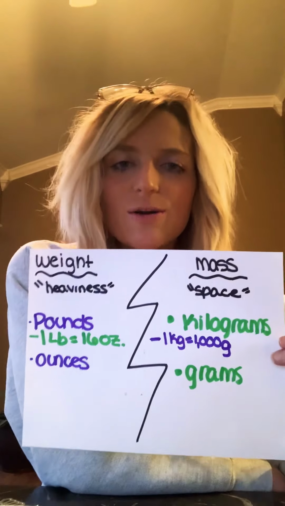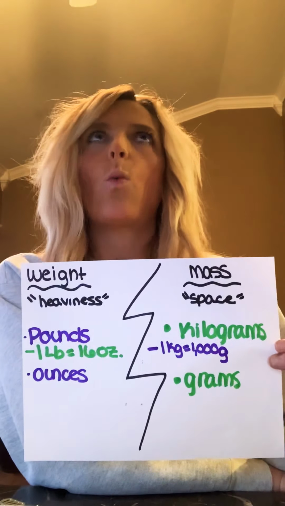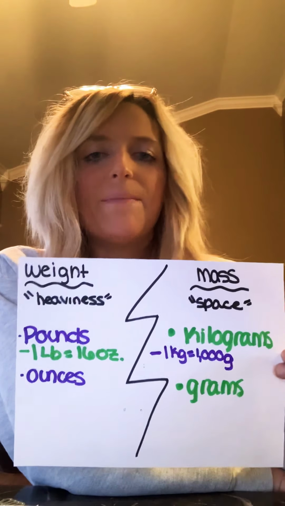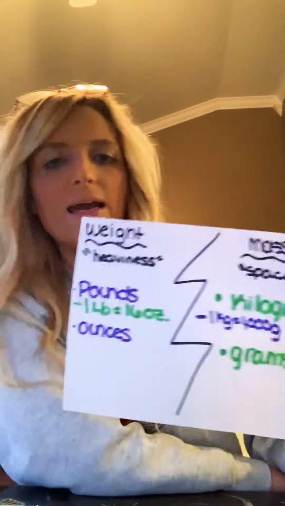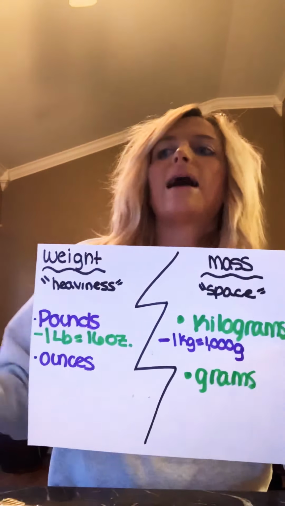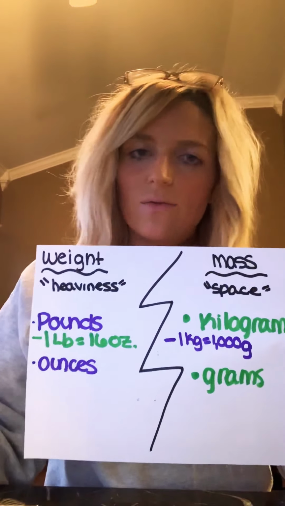The easiest way to remember them, I broke down the definition. What could I use as just one quick word to remember these different concepts? With weight, it really has to do with heaviness. When you're talking about weight, it's how heavy something is. And the way we measure weight is with pounds and ounces.